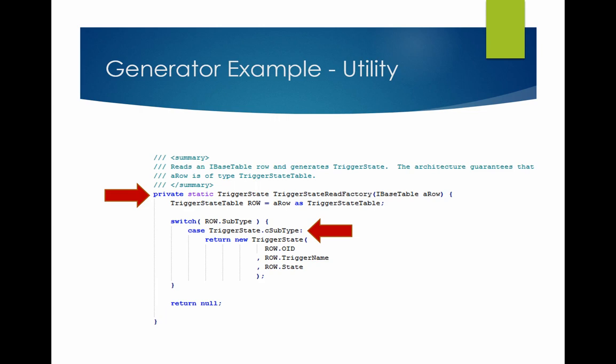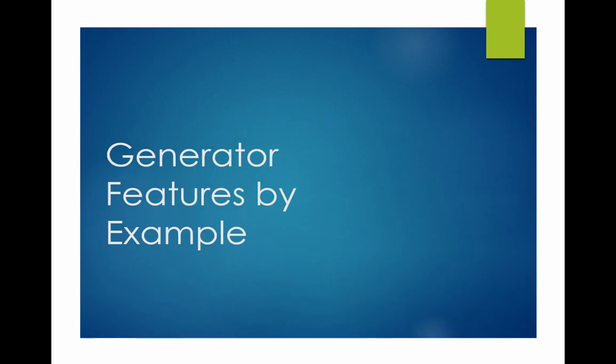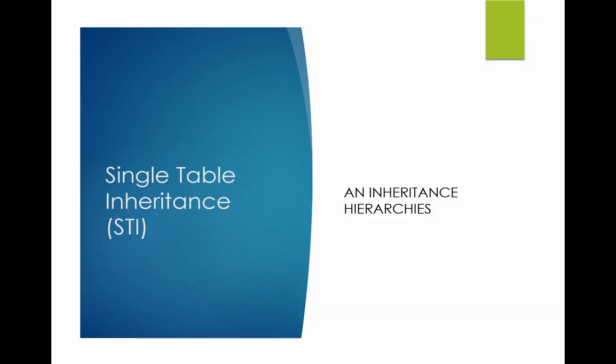Example, this is in the read method. So this is where it's transforming instances out of the table into domain objects. It figures out based on the subtype which constructor to create and then calls that constructor. So if you had multiple subtypes, you'd see this listed multiple times. I'll go through some other examples in single table inheritance.